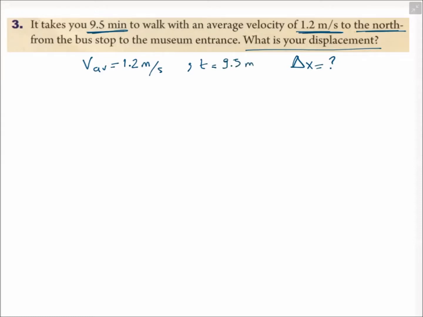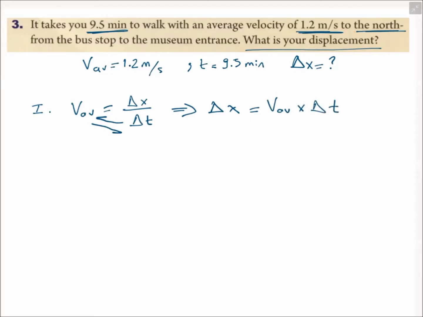9.5 minutes. First step, we have to write the formula v average equals delta x over delta t, and the question is asking what is delta x, so delta x equals, from cross multiplication, v average times delta t.